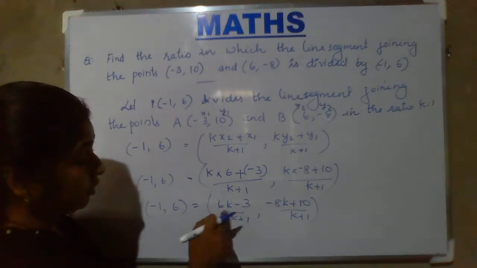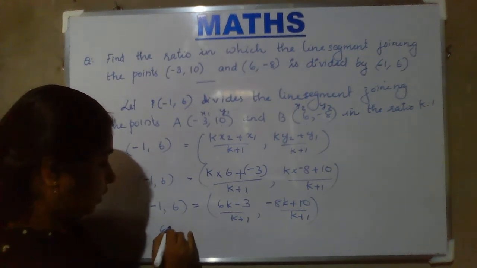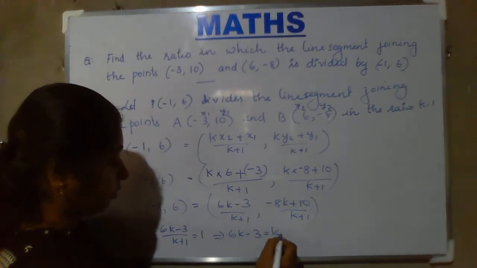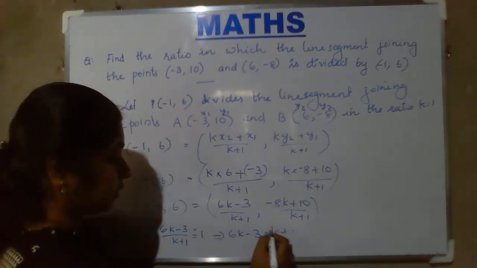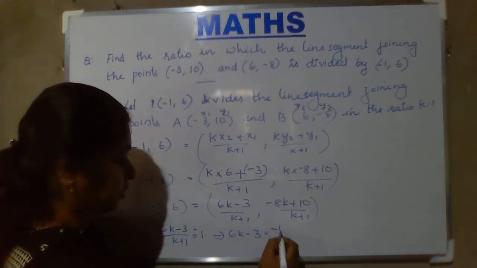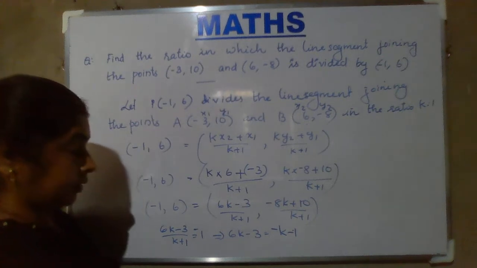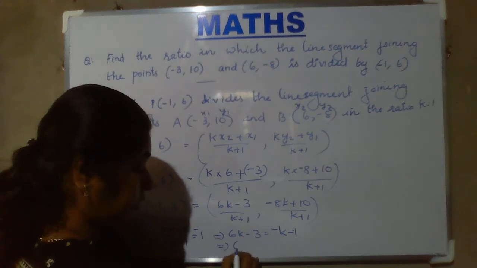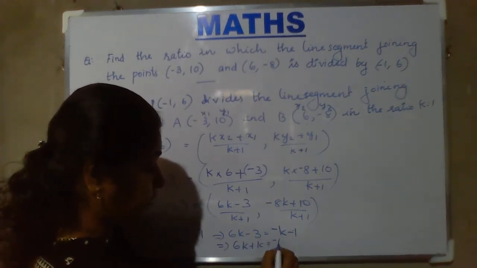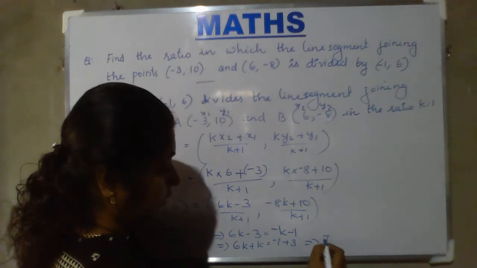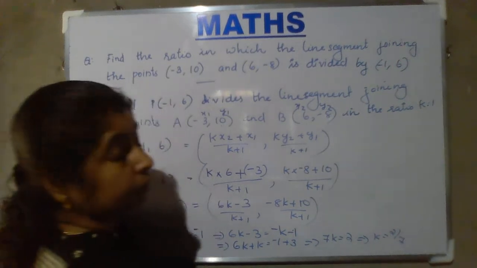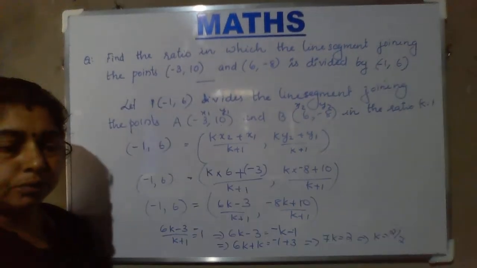Now we equate the x coordinate. Then we get (6k - 3) by (k + 1) equal to -1. Then cross multiplying, 6k - 3 equal to -(k + 1), that is -k - 1. Now transpose -k to the LHS and -3 to the RHS. Then 6k + k equal to -1 + 3. That is 7k equal to 2. So k is equal to 2 by 7. So the ratio is 2:7.